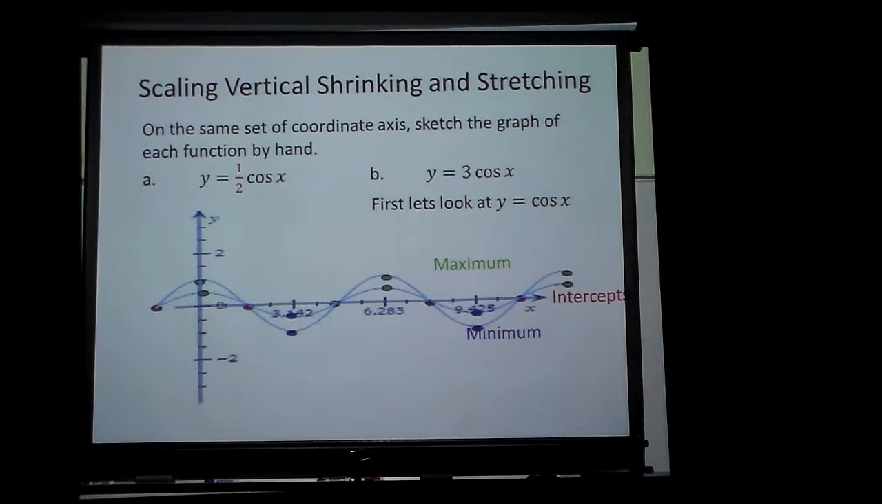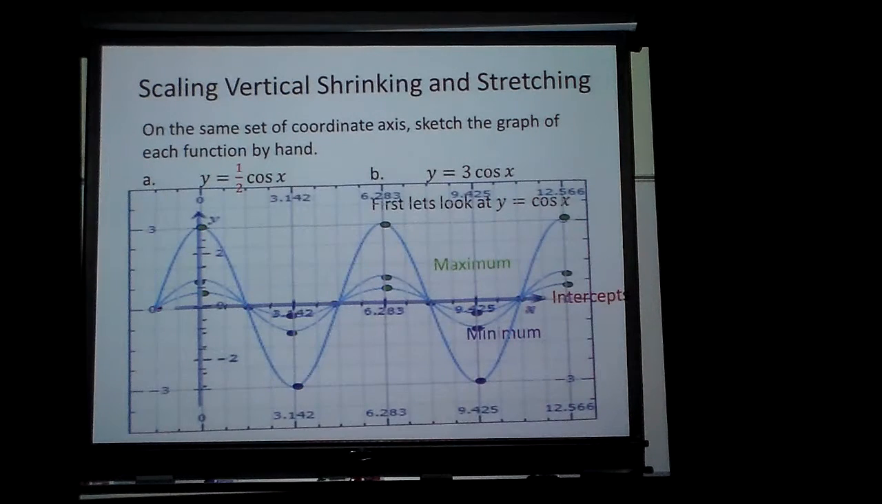Now what about the other one? 3. Think about it. It goes up 3, because 3 times 1 is still 3, and 3 times negative 1 will be negative 3. I've still got to go through the zeros, but now I'm going to start up here. So there's my graph for y equals 3 times cosine x. That's what they're talking about with that vertical stretching stuff.